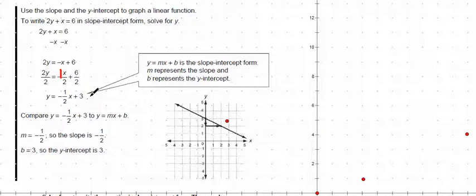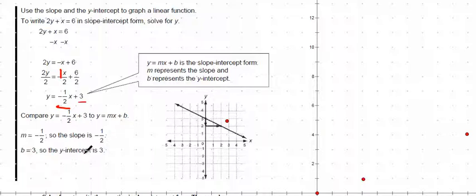Now we know what the slope is, we know what the y-intercept is, because that's the slope-intercept form of a line. And in the slope-intercept form of a line, it says in this box over here, we know that m is the slope. So this is the slope right here, negative 1/2, and b is the y-intercept. So the y-intercept is 3. Okay, so now we're ready to graph it.